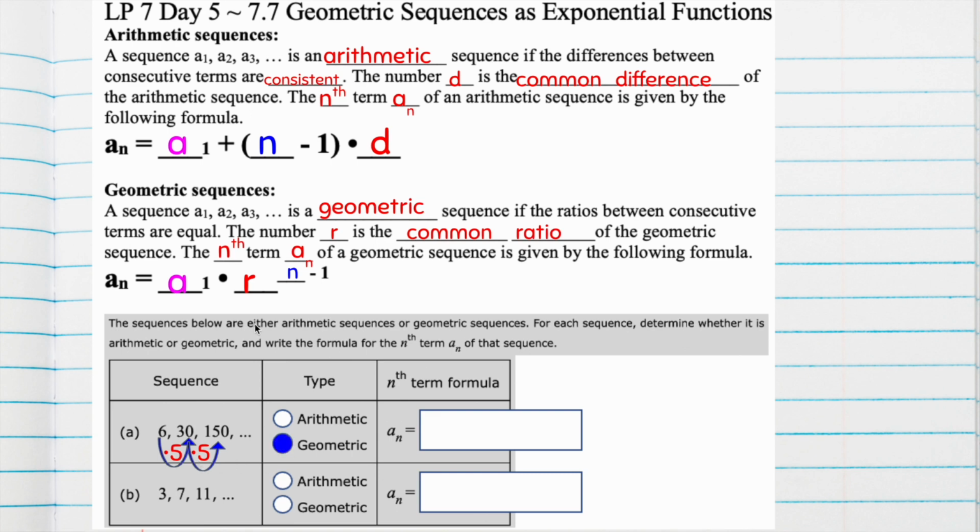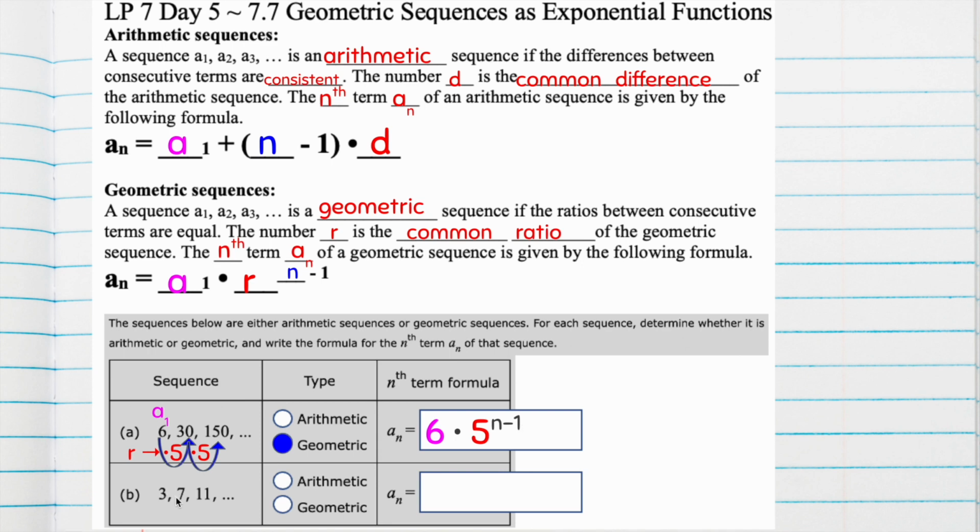Okay, so I know it's geometric, so I'm going to use this formula here. My first term, well, that's 6. It's the first number they gave me. And then my common ratio, R, is 5. And I'm going to leave n as n because I'm writing a formula for the nth term. So I have 6 times 5 to the n minus 1 power.